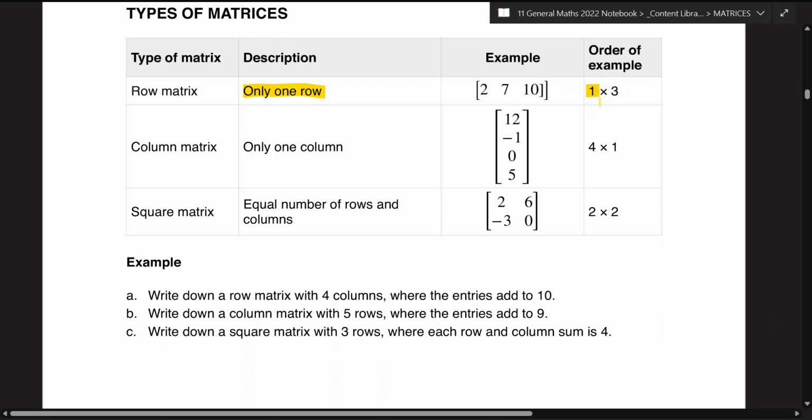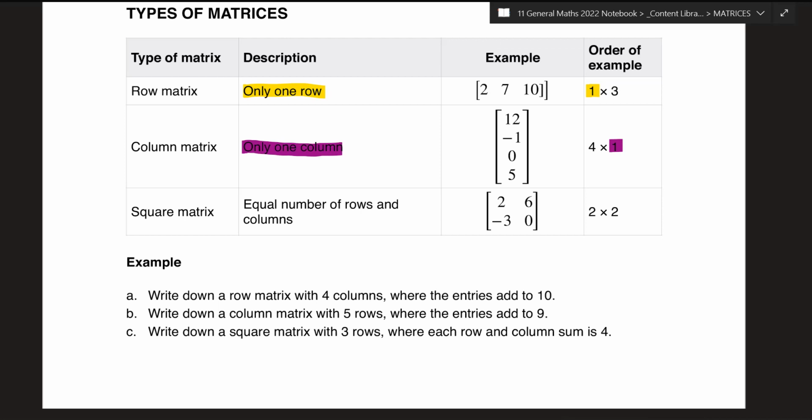Column matrix is similar, but instead of one row, it's going to be only one column. Here's an example of it, and you'll find with either of these matrices, they're either going to be really long horizontally or really long vertically, depending on if it's a row or column matrix. Look at the order of it. You can have multiple rows for a column matrix, but only one column. Keep that in mind.